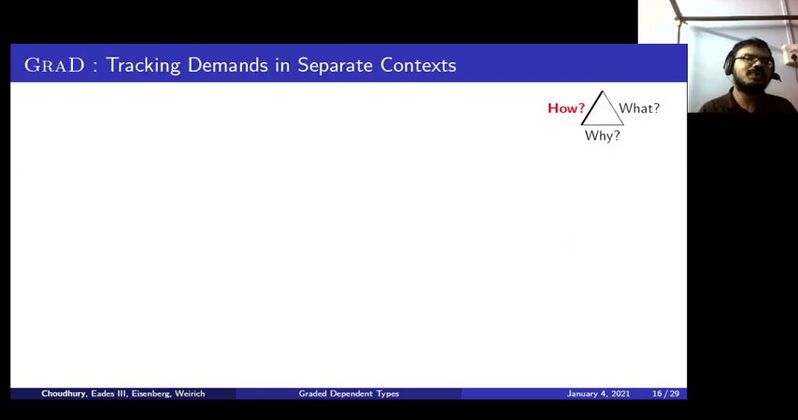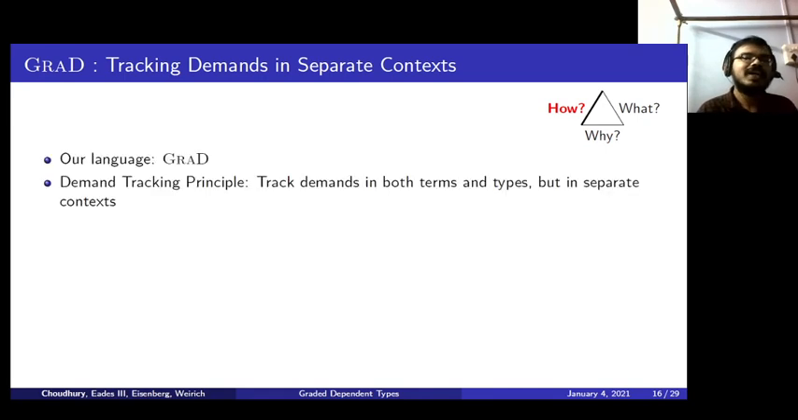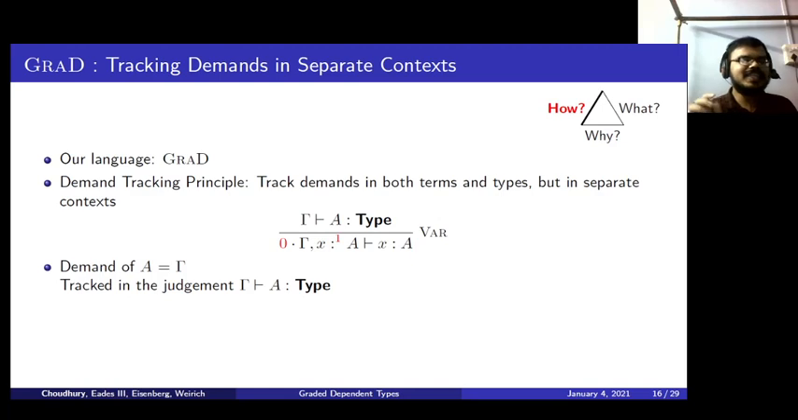We have this language, GRAD, that combines graded types and dependent types. Our principle is that we track demands in both terms and types, but in separate contexts. The variable rule makes this principle amply clear. So the premise has a type A whose demand is gamma. It is tracked in the judgment gamma A type.